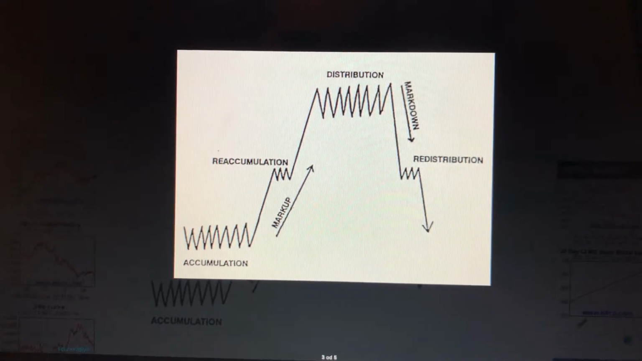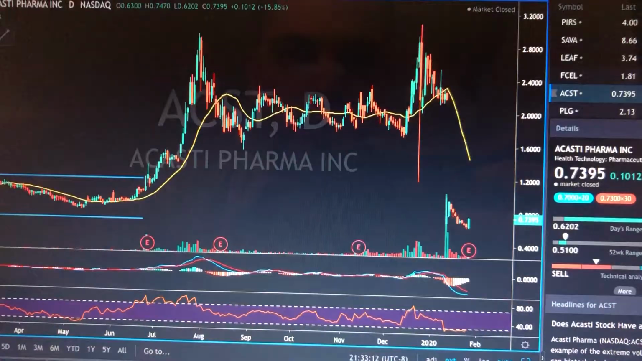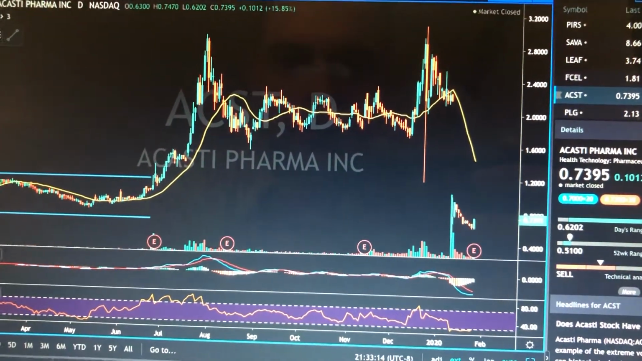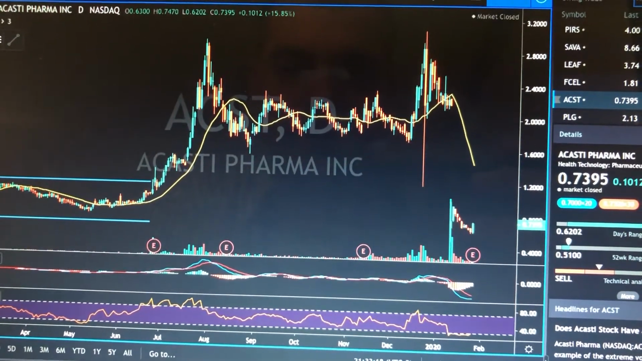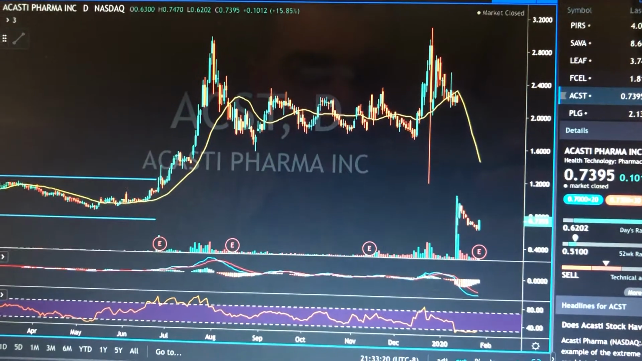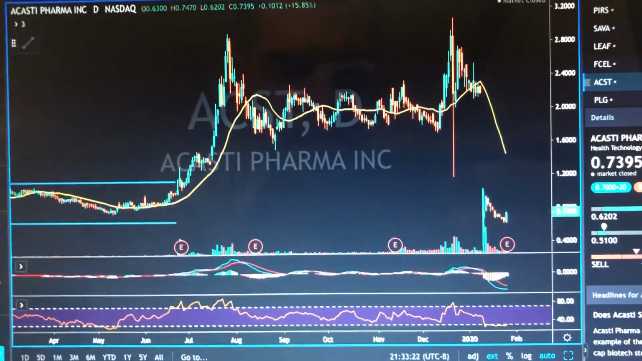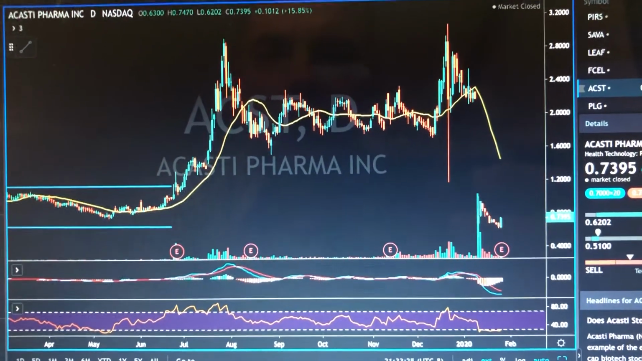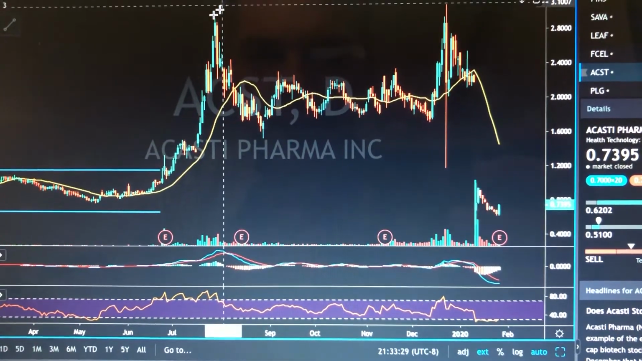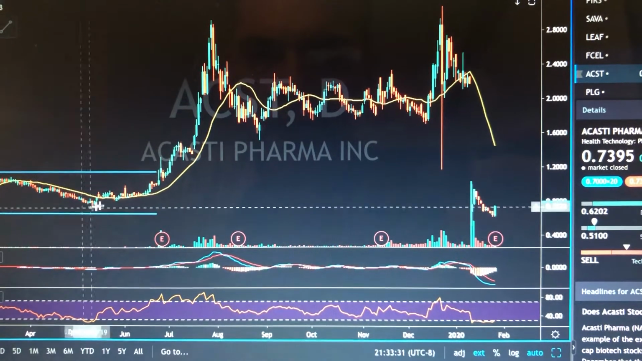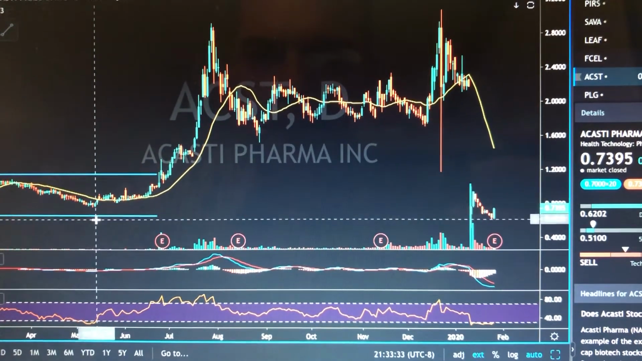So let's take a look at some examples. Well, let's look at one example at least. Here is ACST, Acasti Pharmaceutical. It's a pharmaceutical company based in Canada. And as you can see, as I outlined here in the far left with the two blue lines, you'll see the accumulation phase that's been going on really April, May, June, July of 2019.